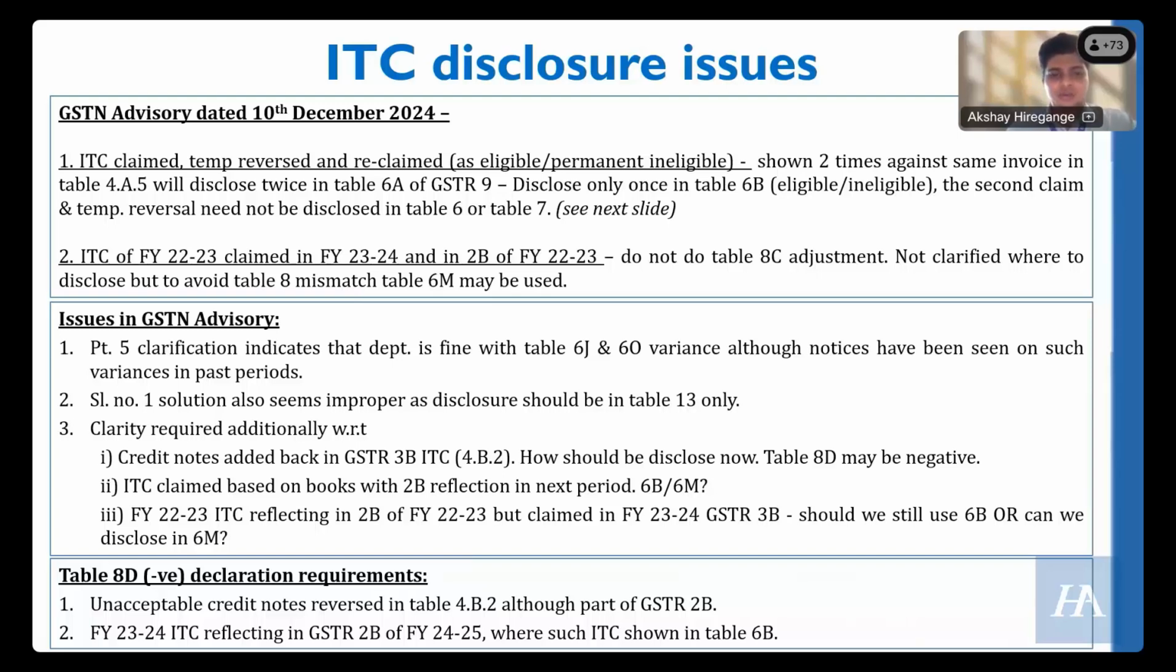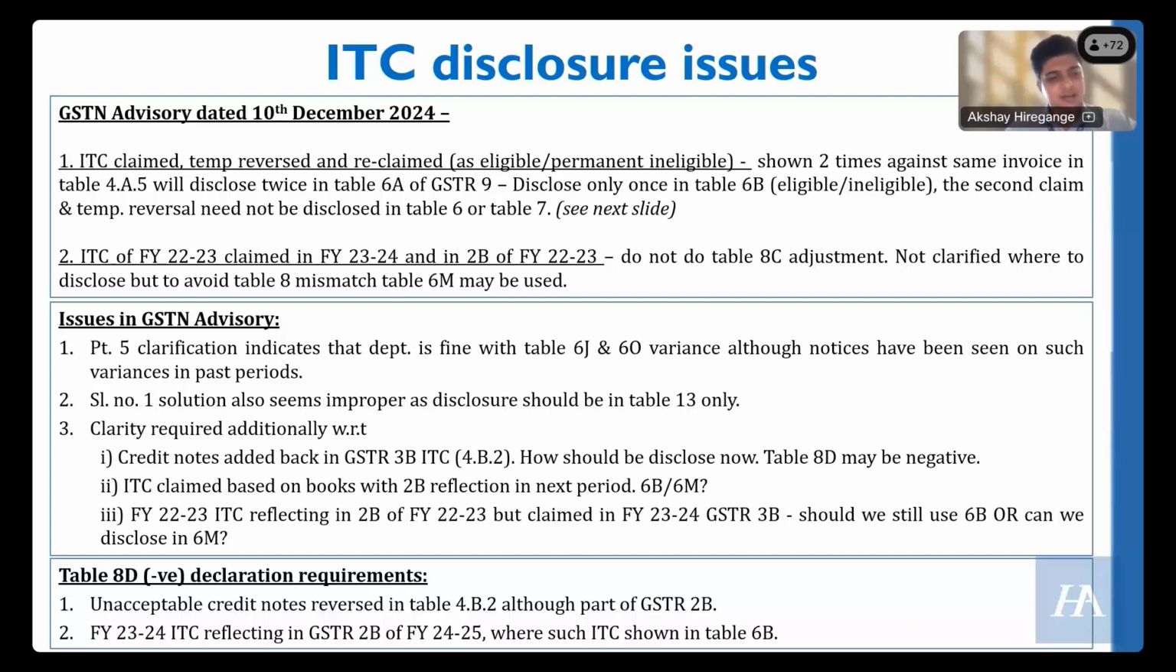So please do go through your unaccepted credit notes in your GSTR 2B. If you already have the list where it is clearly unacceptable in your view, maintain that. You may have to provide a declaration on a proactive basis to ensure the department later does not say that you have withheld any information.